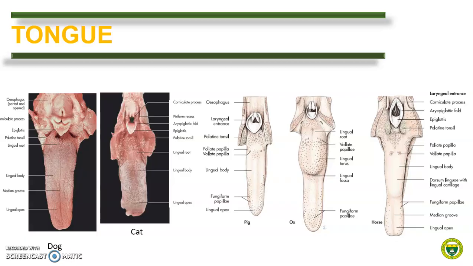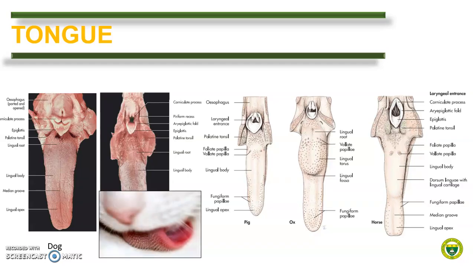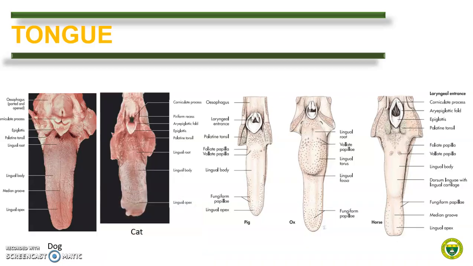In cat, the mucous membrane of the tongue is very thick and highly cornified with numerous conical papillae. These papillae are important for the grooming behavior of the cat. Pig's tongue has a narrow and pointed apex as shown here.